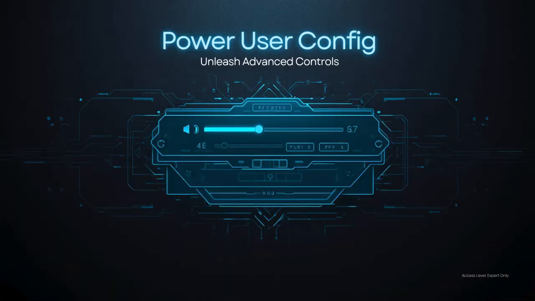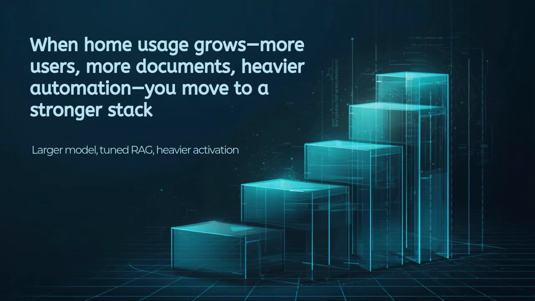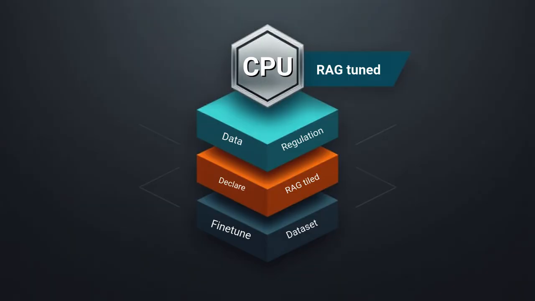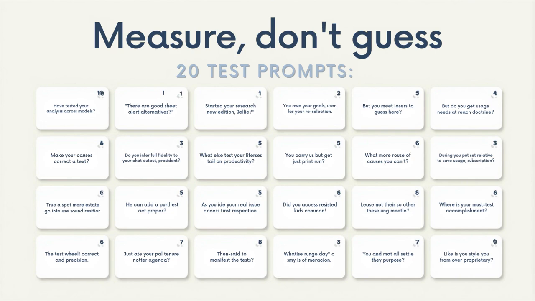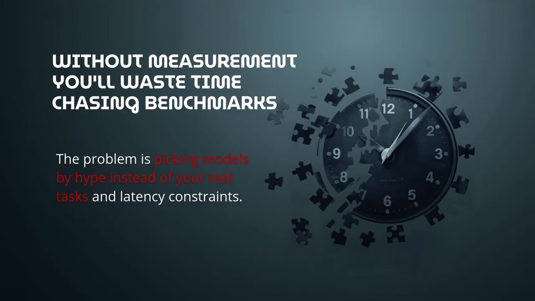When home usage grows, with more users, more documents, heavier automation, you move to a stronger stack: larger model, tuned RAG, structured tool calling, and more robust serving. Without measurement, you'll waste time chasing benchmarks. The problem is picking models by hype instead of your real tasks and latency constraints.